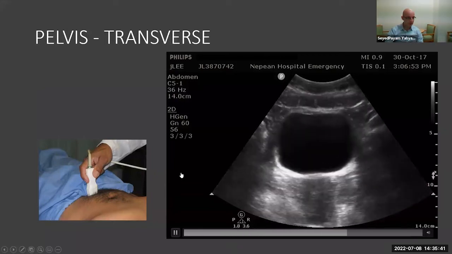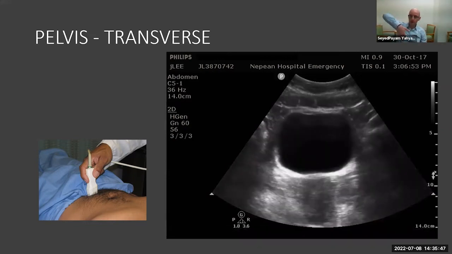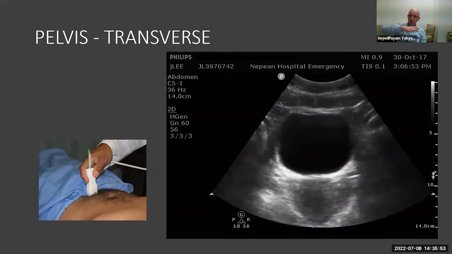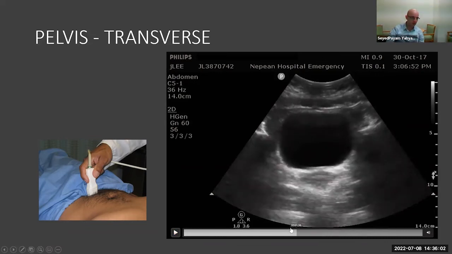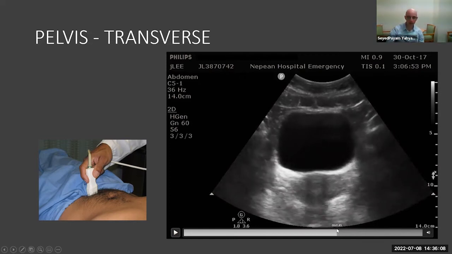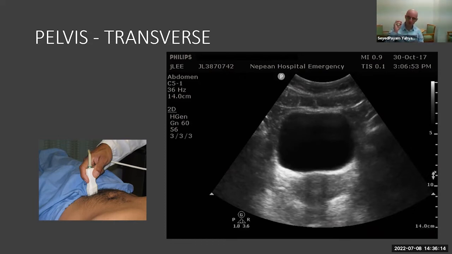So this is the transverse sweep. You start all the way caudal, preferably seeing the symphysis pubis, and then fan upwards all the way beyond the bladder. If there is any fluid, where we expect it to be is, in the female patient, usually in the pouch of Douglas, between the uterus and the colon with the rectum, and in males usually between the bladder and the rectum.